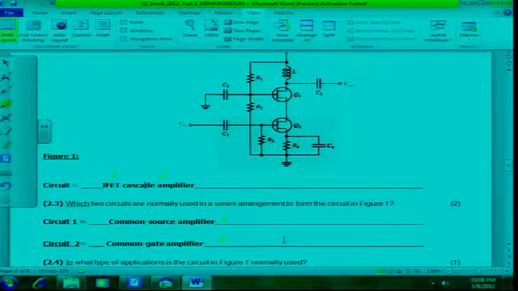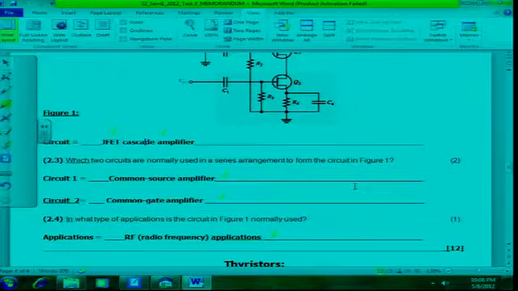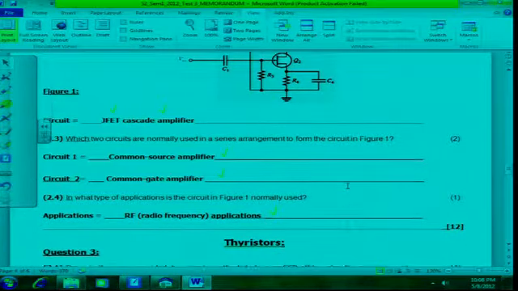And 2.3, which 2 circuits are normally used in a series arrangement to form this circuit? Remember, it's 2 circuits in series there. The 2 circuits being used, common source and common gate amplifiers for 1 mark each. And then, when we discussed this amplifier, the first thing that was mentioned, the application that this circuit is being used for, is RF applications, radio frequencies, for another mark. So that question number 2 was 12 marks all in all.